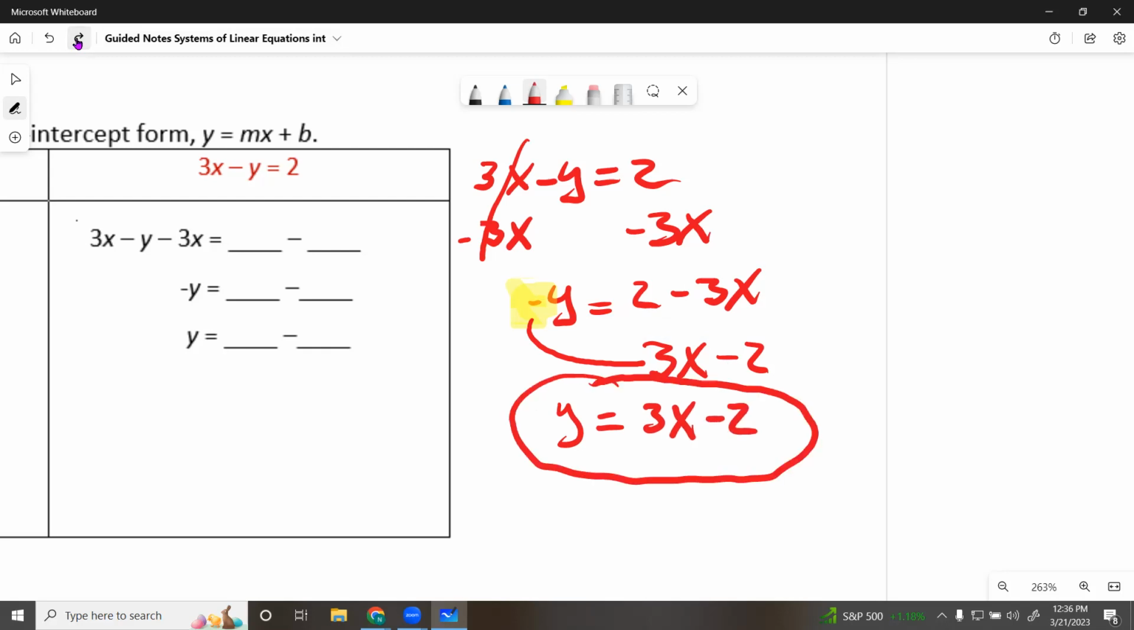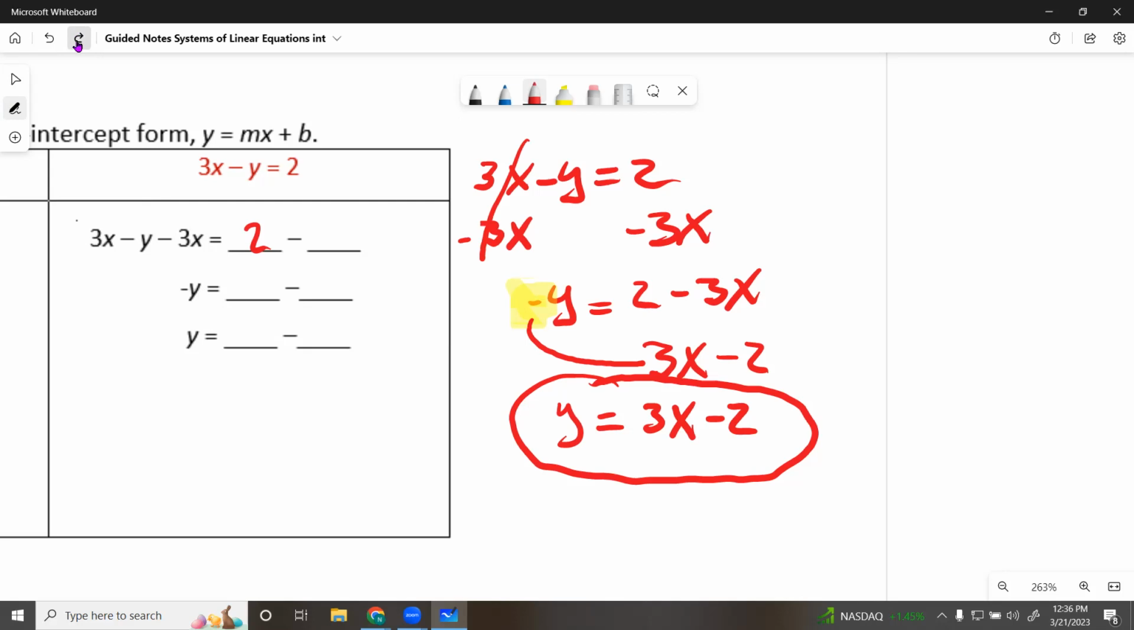That's your slope-intercept form. Notice it looks like y equals mx plus b. So in this case, the slope is 3. In this case, the y-intercept is negative 2. And then I'll show you that over here as well.